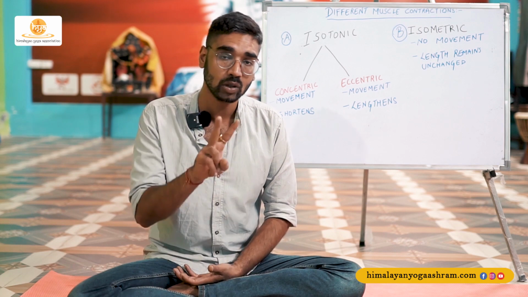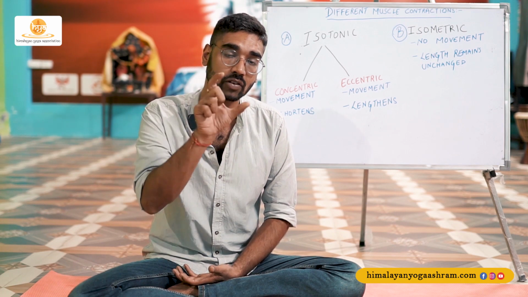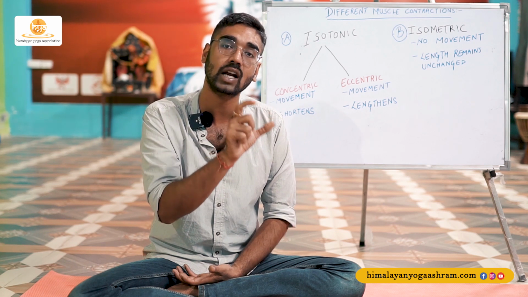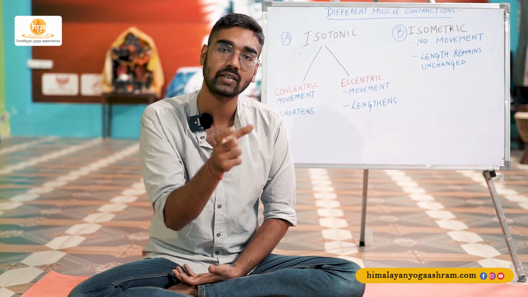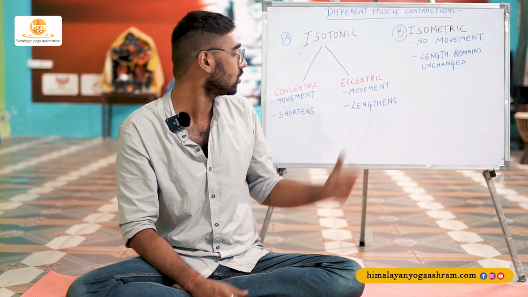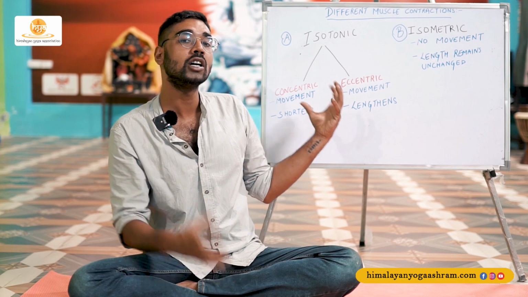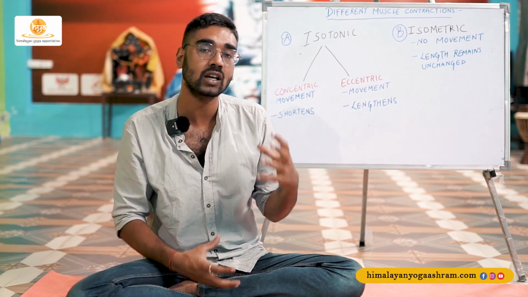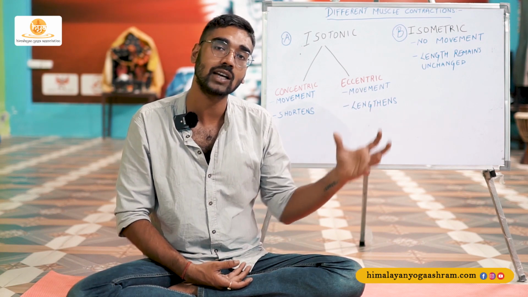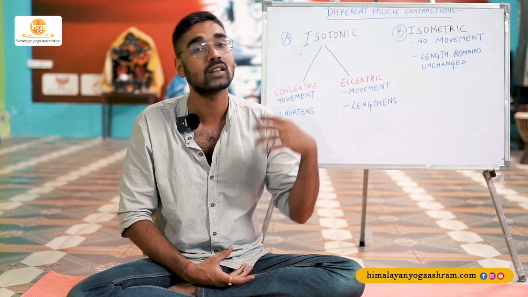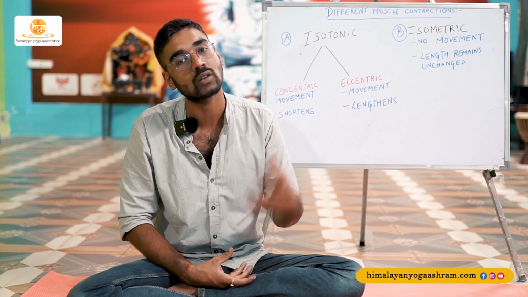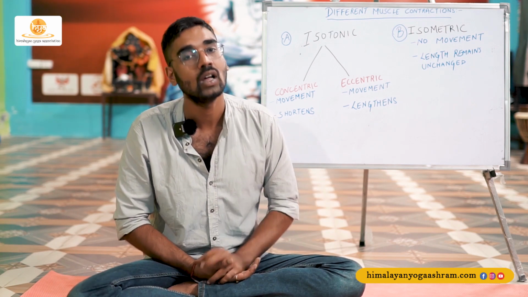Once again, two types of major contractions: isotonic and isometric. Two types of isotonic contractions: concentric and eccentric. Concentric contraction is the type in which the muscles are moving, shortening while contracting in order to make the movement happen. Eccentric contractions are the types where the muscles are moving, but they're lengthening instead of shortening while still contracting to make the movement happen.